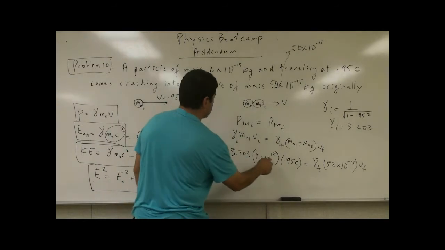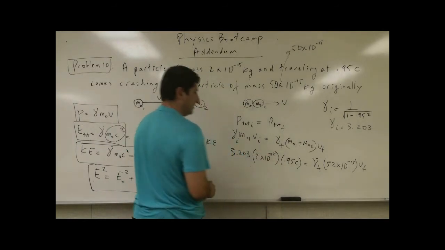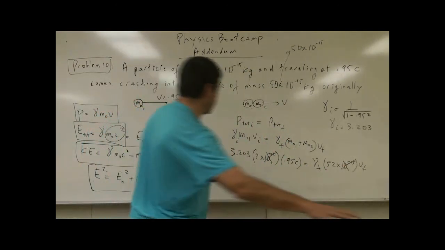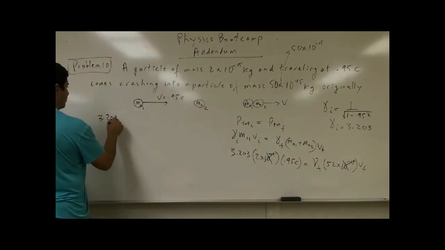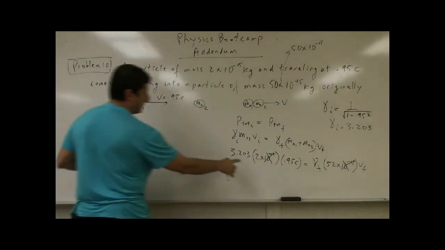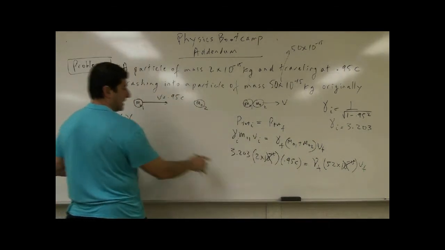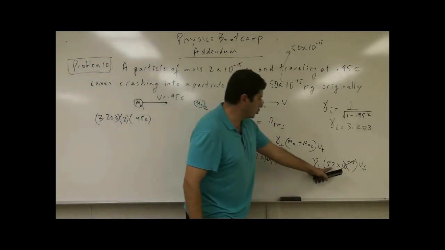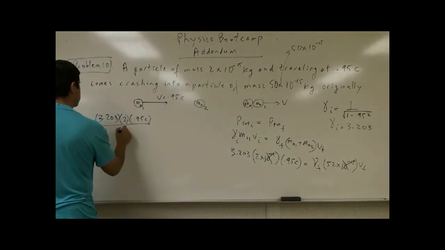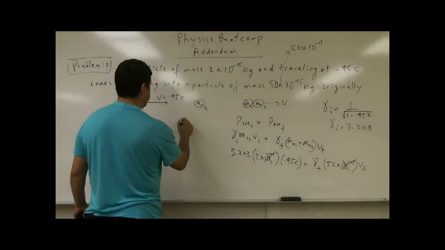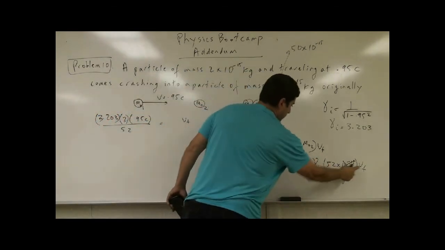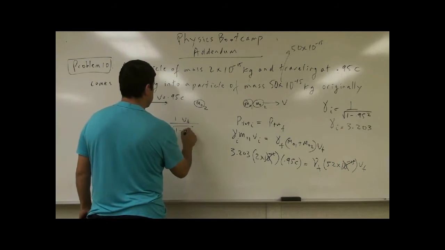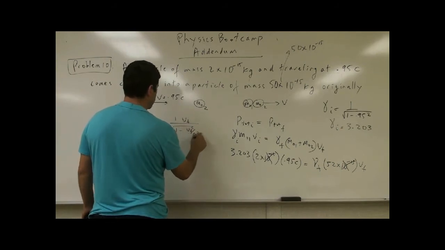And then here I had 2 times 10 to the minus 15, right? The 10 to the minus 15 will cancel. And then I can write what I have here, 3.203 times 2 times 0.95 c, and then the 52 comes down to the bottom. And then that will be equal to V final, which is here. And then gamma final is 1 over the square root of 1 minus V final squared over c squared.